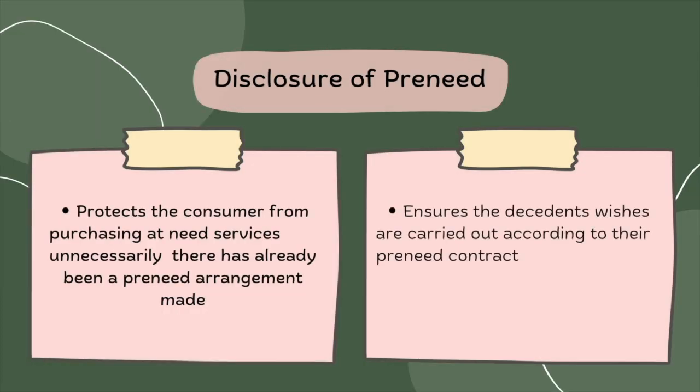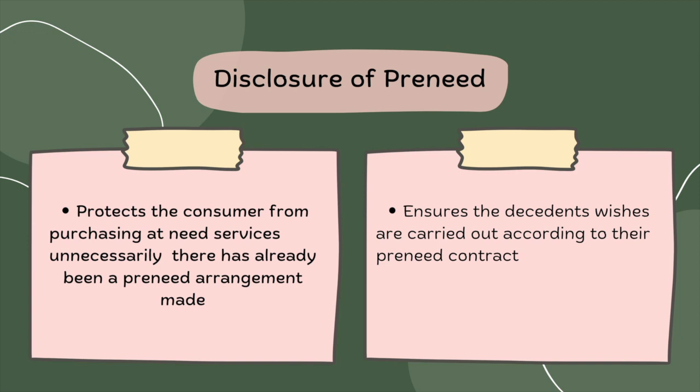First up is the disclosure of Preneed. This form protects you, the consumer, from purchasing at-need services unnecessarily if there has already been a Preneed arrangement made. It also helps to ensure that the decedent's wishes are carried out according to their Preneed contract, in the event that you might be unaware of the existence of such contract.